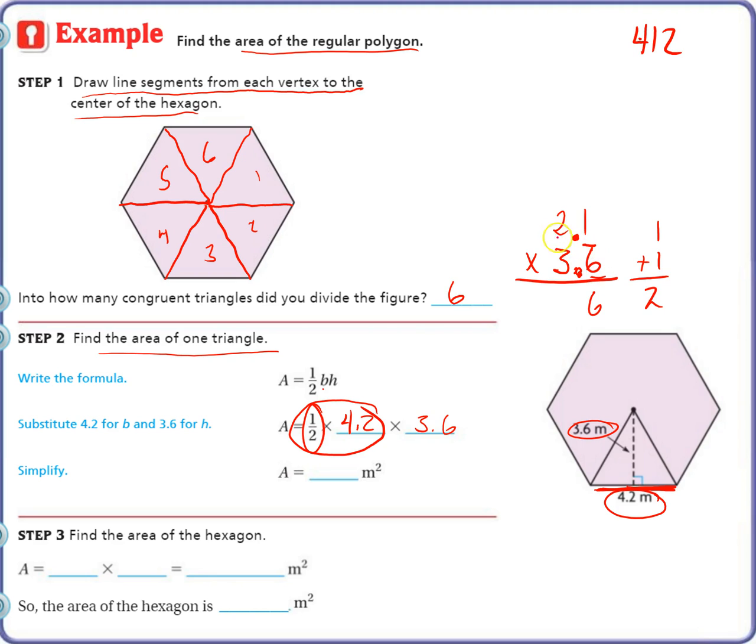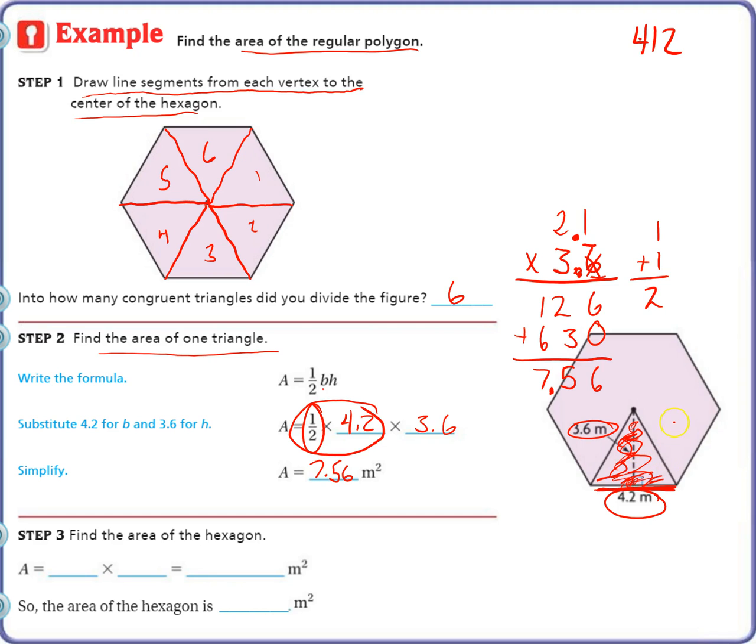6 times 1 is 6. 6 times 2 is 12. Kiss that 6 goodbye. No hard feelings, 6. Hug it out. 3 times 1 is 3. 3 times 2 is 6. Add that all up. 6, 5, 7. Move my decimal over twice. 1, 2. And I do, in fact, have an answer that's between 6 and 8. So 7.56. Now, this is the area for one of these triangles. Okay, that's the area for one of these triangles.